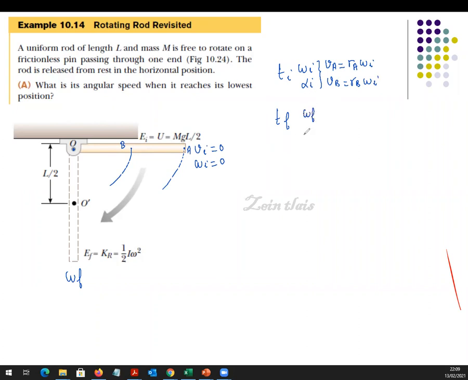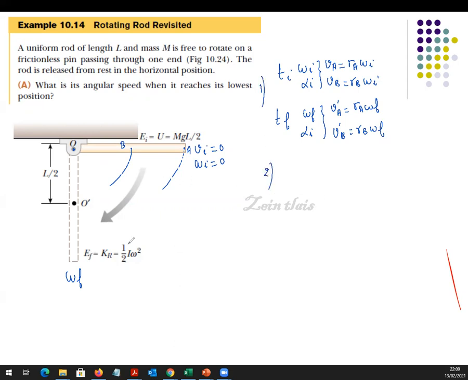At T final, we have omega final and alpha final. So VA prime equals RA times omega final, and VB prime equals RB omega final. Okay, the second point.